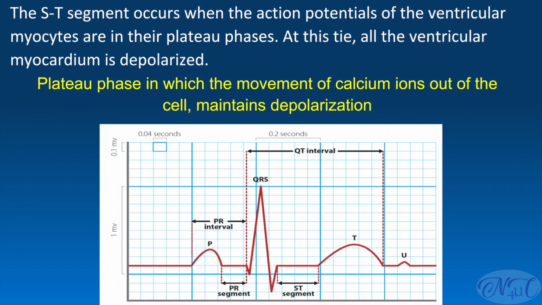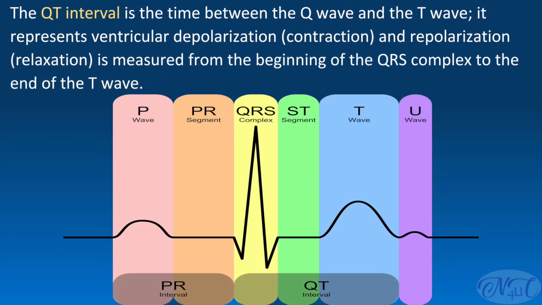The ST segment occurs when the action potentials of the ventricular myocytes are in their plateau phases. At this time, all the ventricular myocardium is depolarized. The QT interval is the time between the Q wave and the T wave. It represents ventricular depolarization, that is contraction, and repolarization, that is relaxation, and is measured from the beginning of the QRS complex to the end of the T wave.